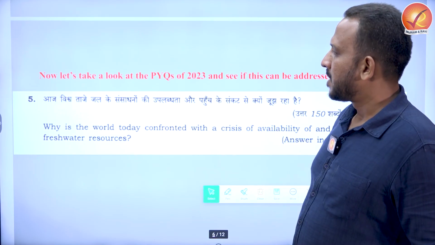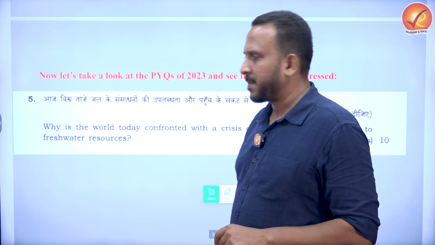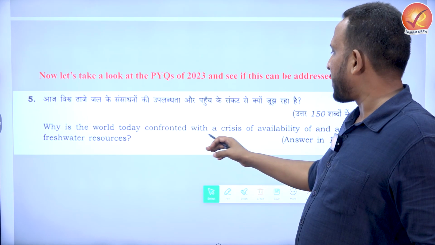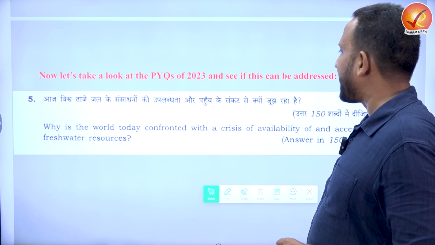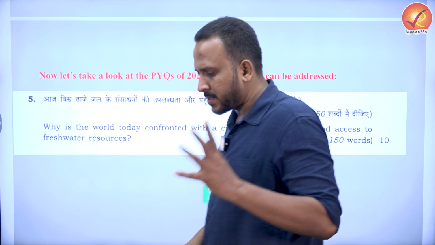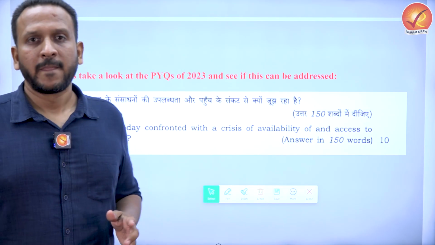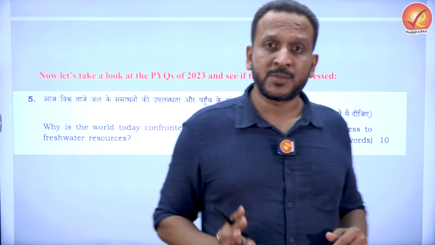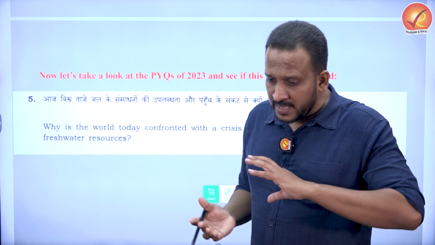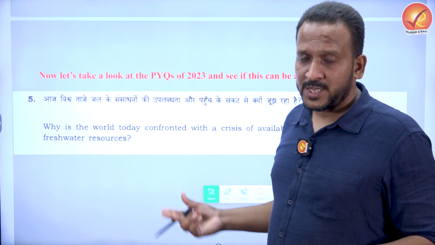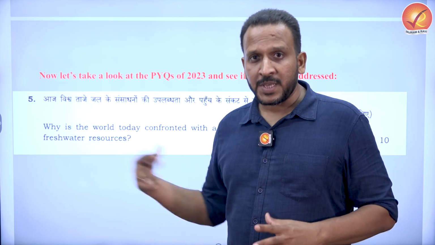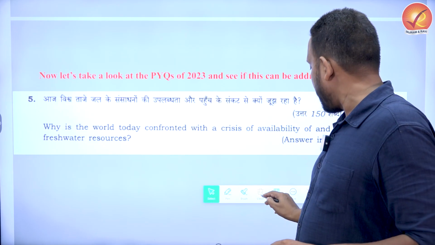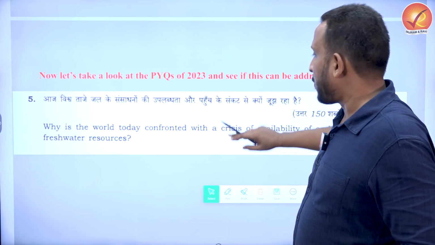See. Fifth question in GS paper 1. Why is the world today confronted with the crisis of availability and access to fresh water resources? This is the third question. Direct question I am showing. No, I am not even saying indirect. Direct question, right? From the previous year's themes only, right? Now, let's see what is the next topic.